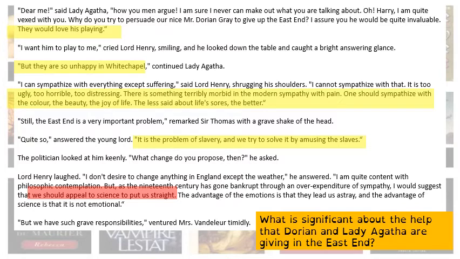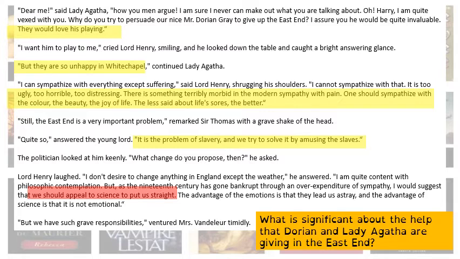Now, through Lord Henry's aesthetic eyes, he possibly sees the working classes and the lower classes as people to be ignored because they are in pain, because they're suffering, and because that makes them ugly and horrible and distressing, in Lord Henry's words. He then goes on, you see, to call them slaves. He says that the problem of the East End is the problem of slavery, and we try to solve it by amusing the slaves. And this sort of language really shows us the darker face of Lord Henry. It shows us the man that he truly is when he's in private, when he's simply amongst his friends.